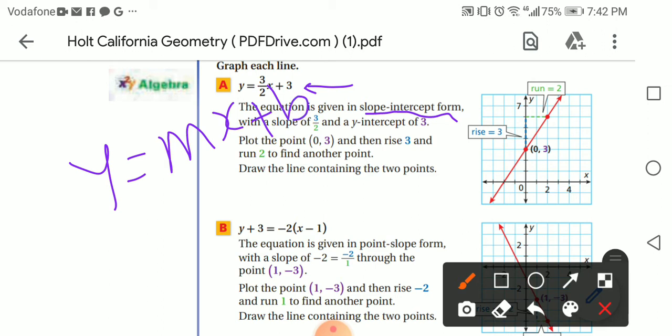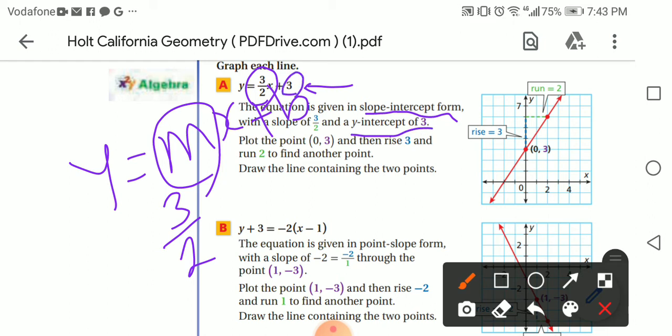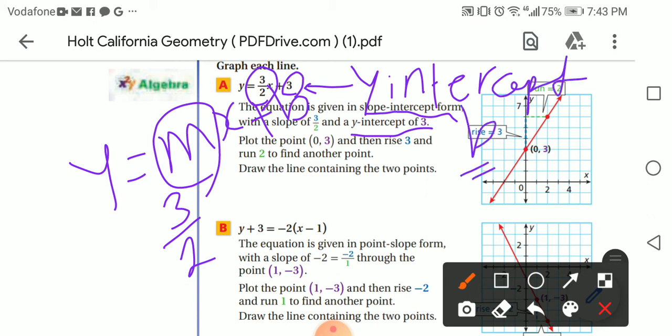So the equation is given in slope-intercept form with a slope of what? What do you think? Here m is 3 over 2. This is the slope. And the y-intercept is 3. This is the y-intercept, and we can call it b. So when it gives me that the y-intercept is 3, I should know that I have the point 0, 3. So the first step is to plot the point 0, 3.